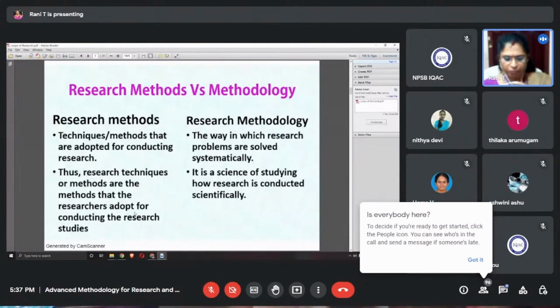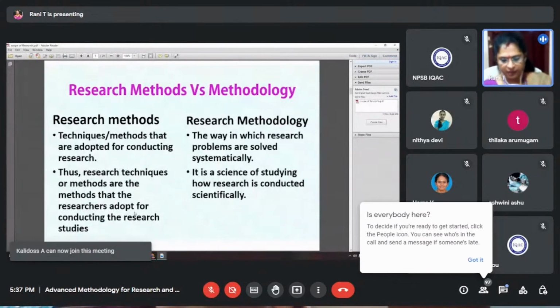And what is the meaning of methodology? Methodology is the procedure, that is the process, in order to solve the problem. We keep mentioning the methodology because we want to find out the reason behind the problem, and we need to give some conclusion, so we say it is a methodology.